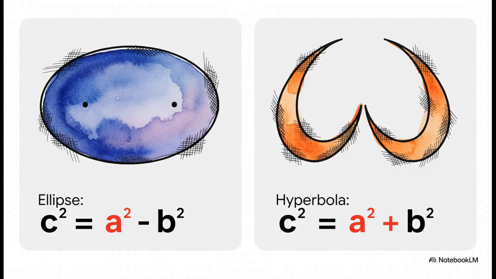Which brings us to maybe the most common mix-up of all. It's so easy to get these confused. For our ellipse, it's subtraction, a squared minus b squared. But for a hyperbola, which we'll probably learn about soon, it's addition. It's such a tiny difference on the page, but it has huge consequences. For ellipses, just think you subtract to keep the foci inside the shape.